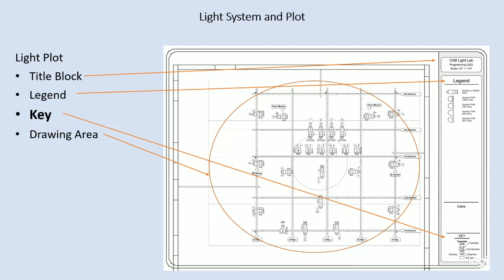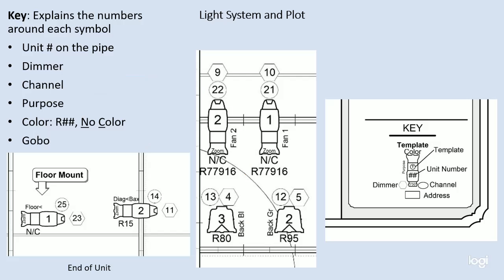Now let's talk about all these numbers that surround our individual lights. That is all explained through the key. The key is typically near the legend or included in the legend, and what it does is it deciphers what all of the numbers around each individual light mean. And let's take a little closer look. So the key explains the numbers around each light.